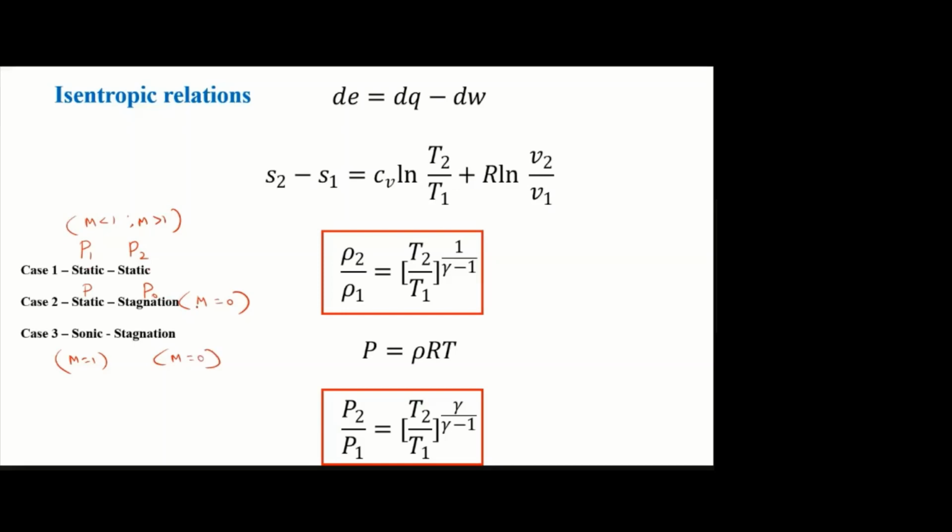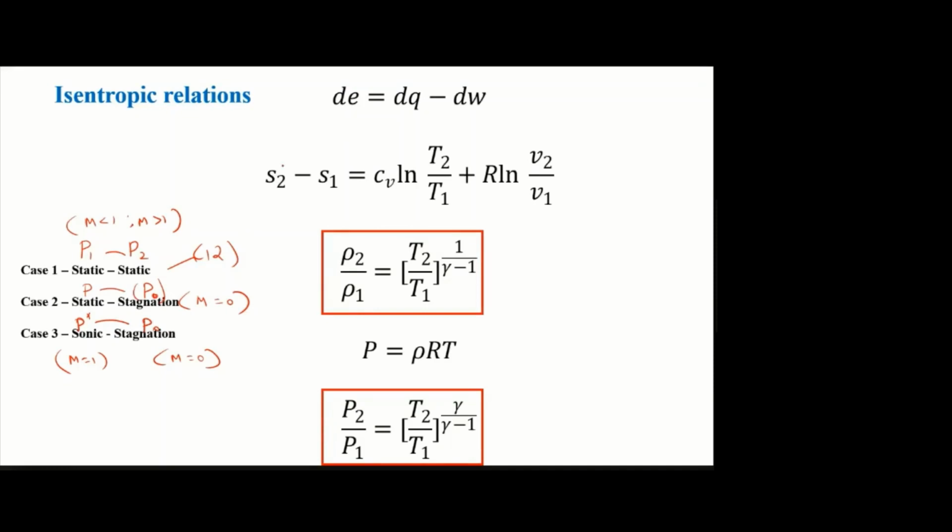So for the stagnation properties we use the subscript 0: P naught, T naught, rho naught to denote them. And for sonic we use star: P star, T star, rho star, etc. So these are all the three cases. We are going to relate P1 and P2 here, P and P naught here, P star and P naught. And the first one is very important. Maximum in the 12 mark they will ask this. Sometimes they will ask the other two cases also.